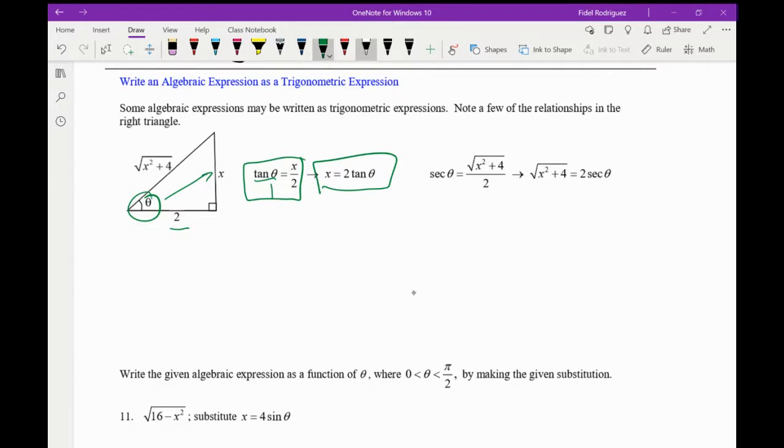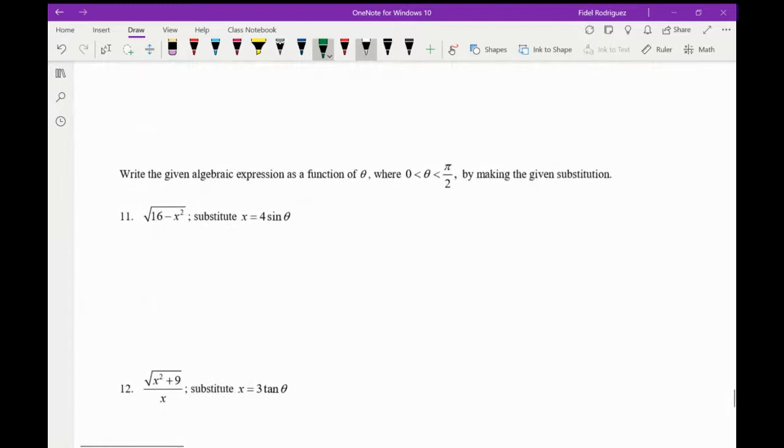And secant of theta would be the hypotenuse over the adjacent. So square root of x squared plus 4 over 2. And then if we were to cross multiply again, we'd get square root of x squared plus 4 equals 2 secant of theta. Okay. So now it says, write the given algebraic expression as a function of theta, where theta is between 0 and pi over 2, by making the given substitution. Okay, so it says, everywhere we have an x, we're going to replace that x with a 4 sine theta.